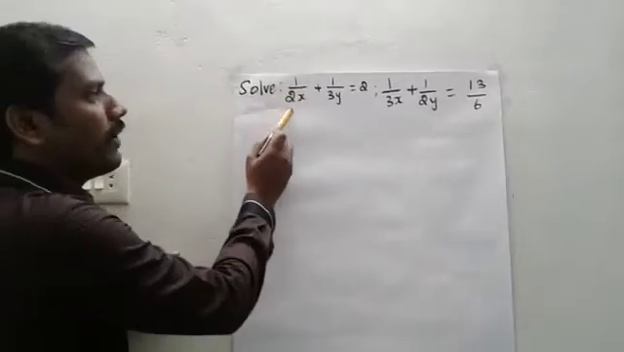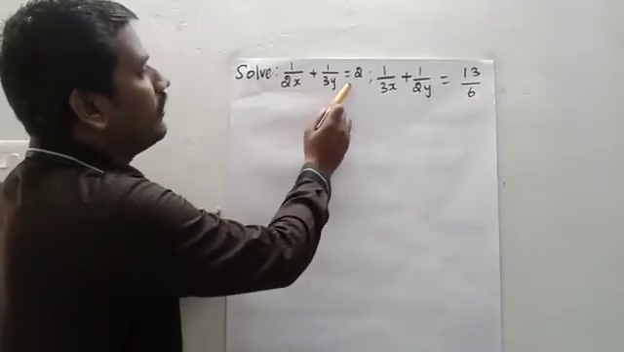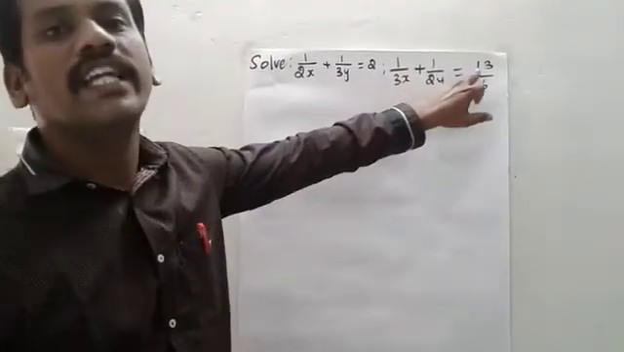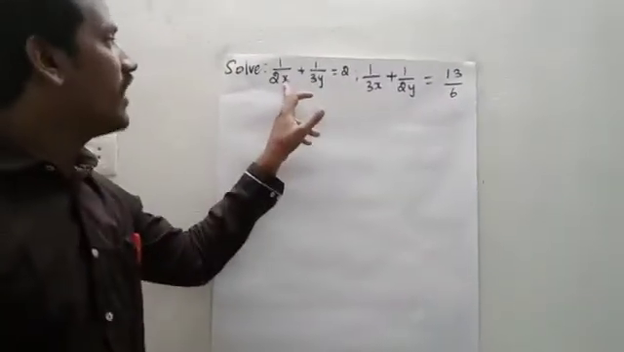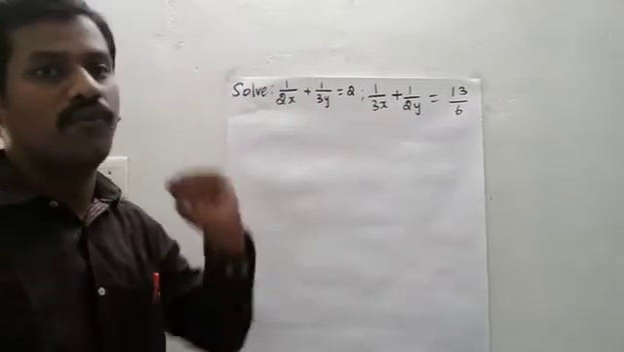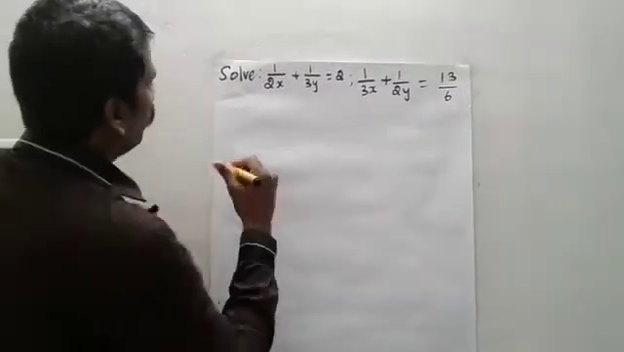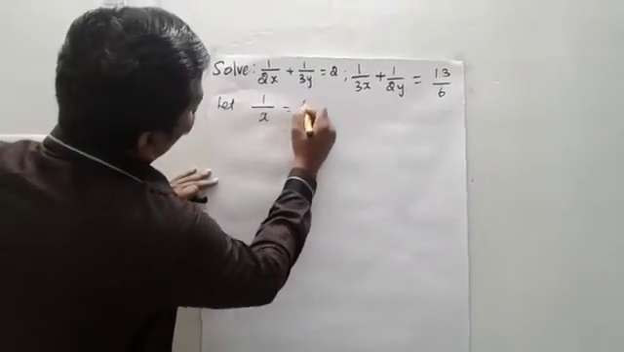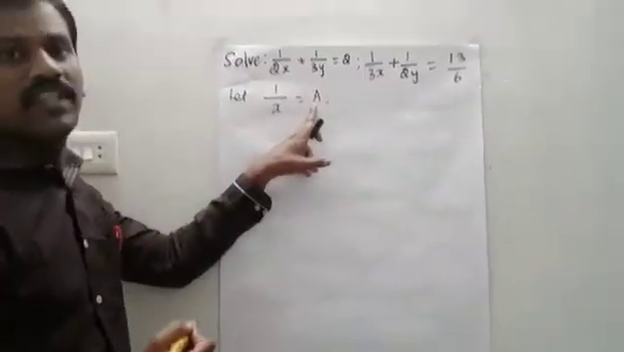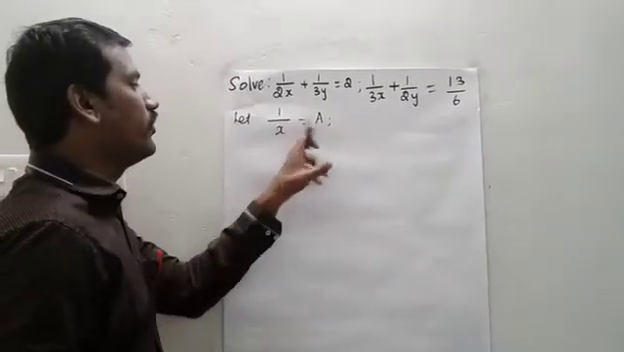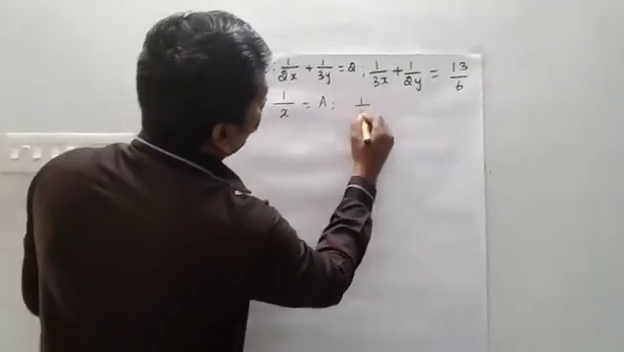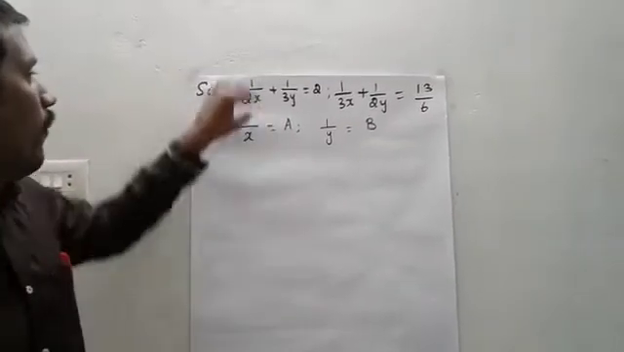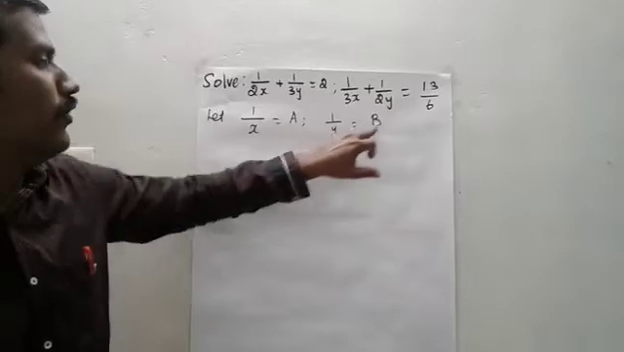The question is 1 by 2x plus 1 by 3y is equal to 2, and 1 by 3x plus 1 by 2y is equal to 13 by 6. The denominators are x and y, so it's type 4. Let's assume: let 1 by x is equal to capital A. That is my assumption letter, you can choose any letter. 1 by x is equal to A as well as 1 by y is equal to B.